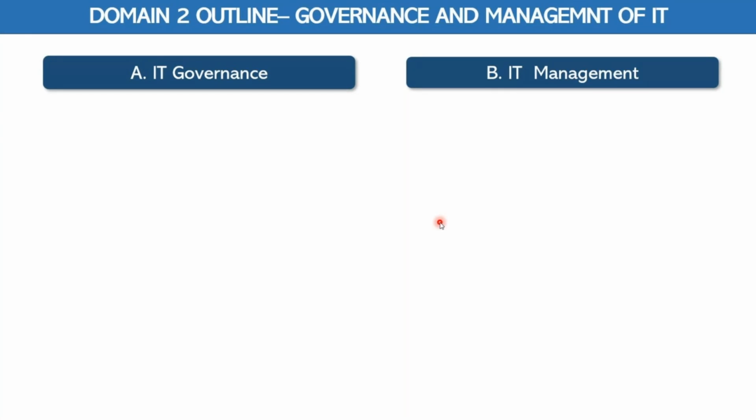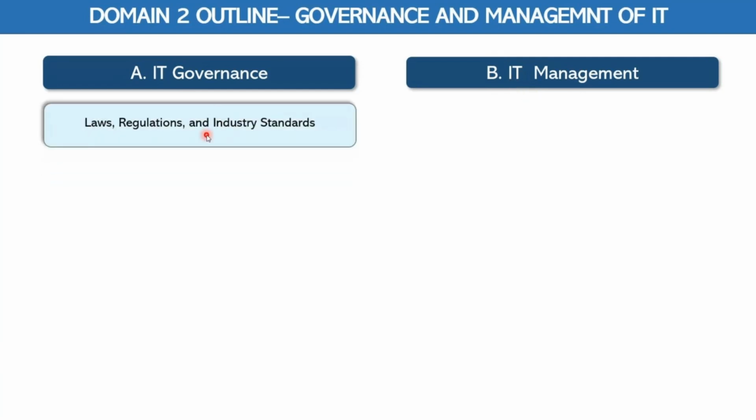So to give you an outline of Domain 2, which is in CISA certification. CISA stands for Certified Information Systems Auditor. We have two parts: Part A is IT governance and Part B is IT management. So under Part A, we have laws, regulations and industry standards. Everyone knows what a law means, which is a collection of rules and regulations that are required and must be followed.